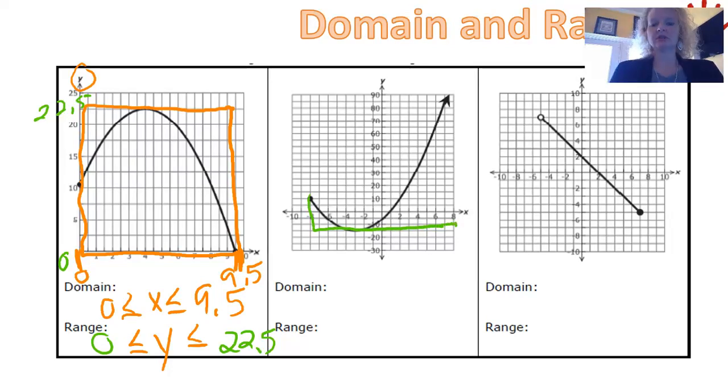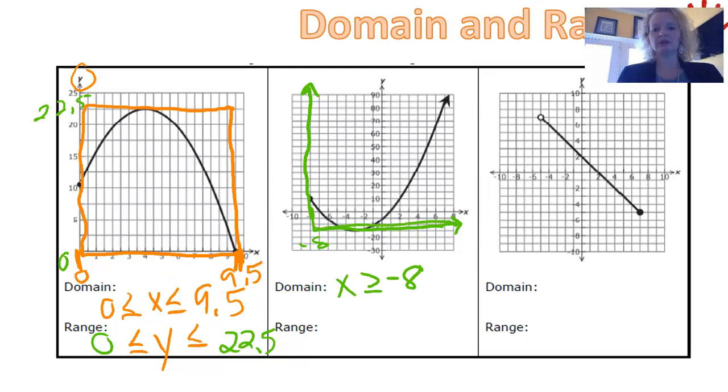Now, if you notice, there's not a stopping point over here, so I'm going to keep going off my page. And then I'm going to keep going off my page on that. It never stops. So the domain on this, we can see that we are at -8 right here on the x-axis, but it continues on. So our x value is always greater than or equal to -8 because it continues on.